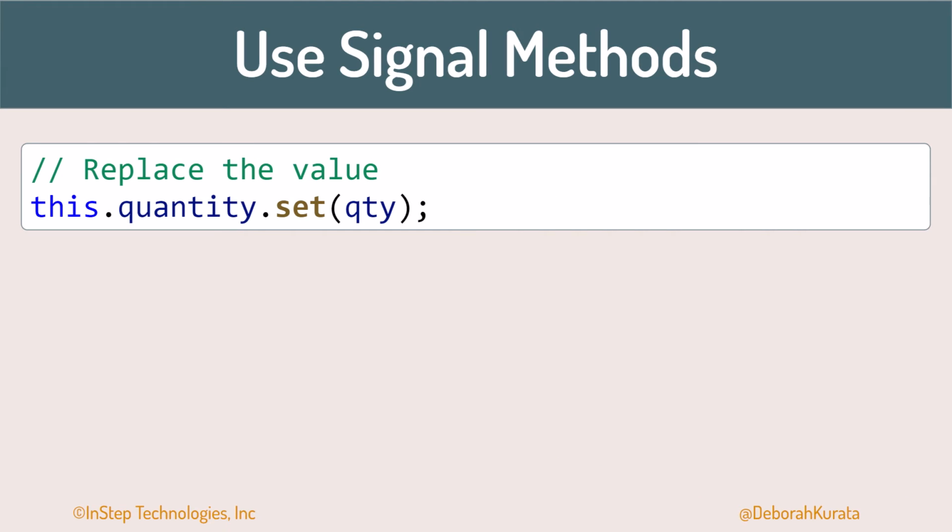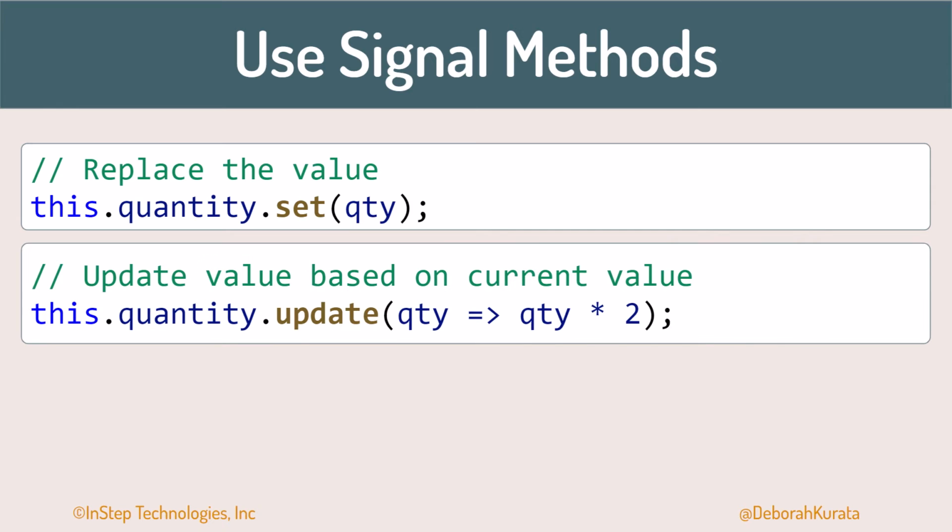So we've looked at the set method, which replaces the signal value with a new value. Use the update method to update the value based on its current value. We provide an arrow function that passes in the current value. We can then make any changes to that value. Here we multiply it by 2.